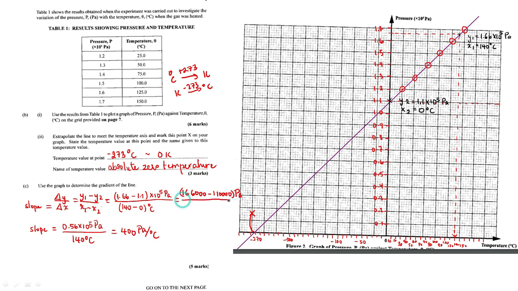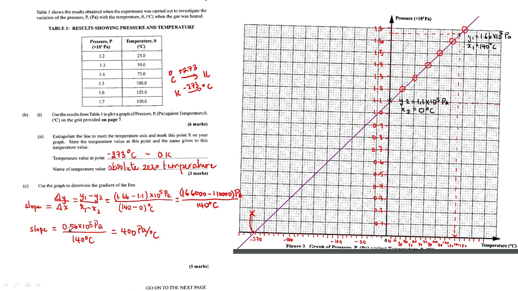Always carry units, and then we could show the calculation down here, which is easy, 140 degrees Celsius. You would see that when you subtract this 110,000 from 166,000, you will get, let me do it here, 166,123 minus 111,234, you get 56,000, right? Which is exactly this. So 0.56 times 10 to the 5.